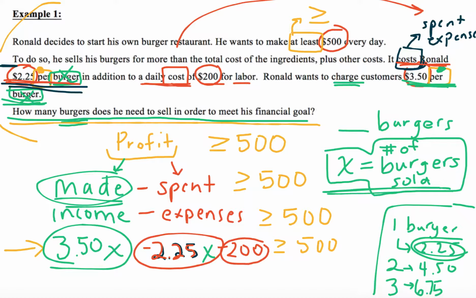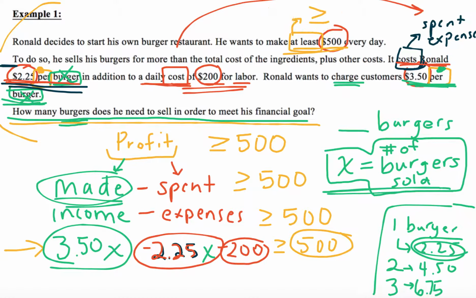What does the minus 200 represent? That represents the daily cost of labor. And what does this 500 represent? 500 represents the money he wants to make each day. He wants to make at least this amount, so we use the inequality greater than or equal to. For example, Ronald would be happy with making 700 a day because 700 is greater than or equal to 500.